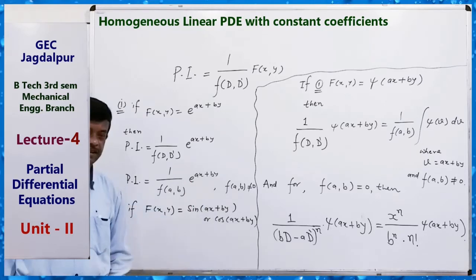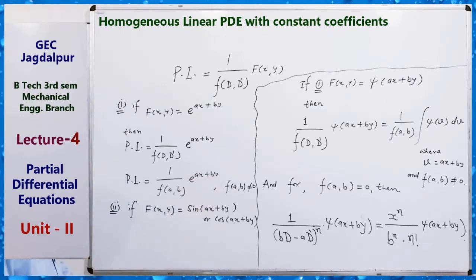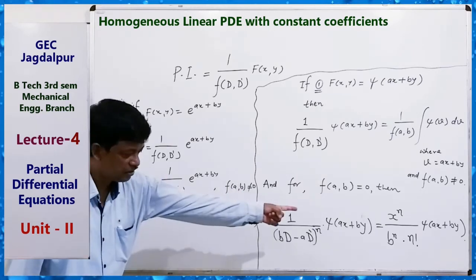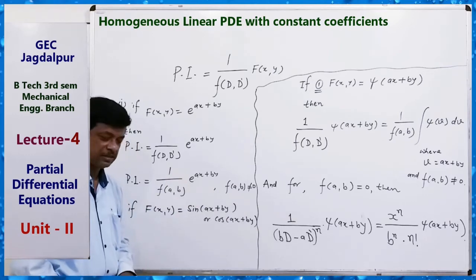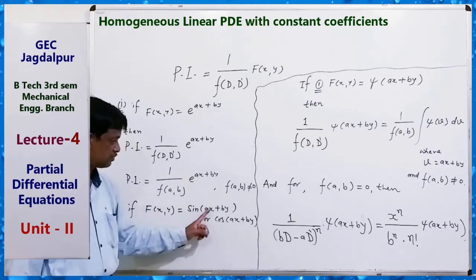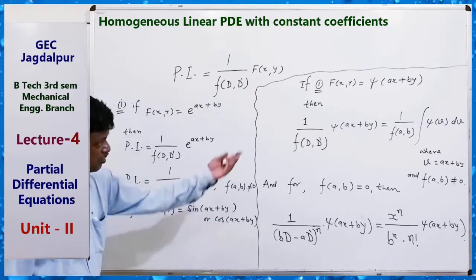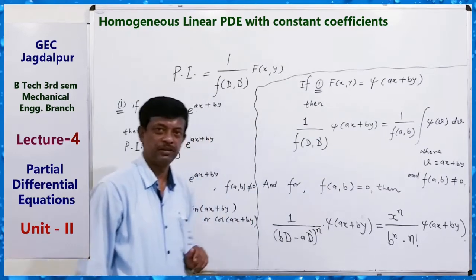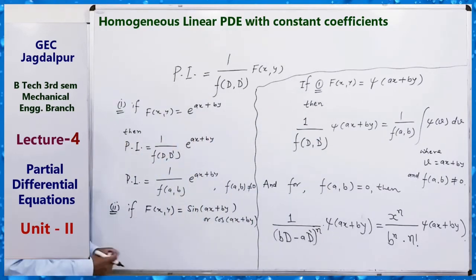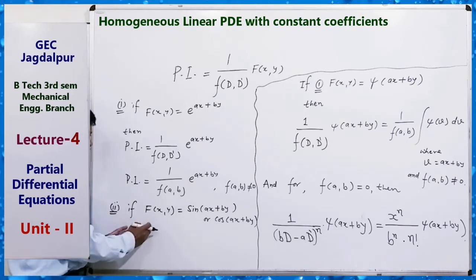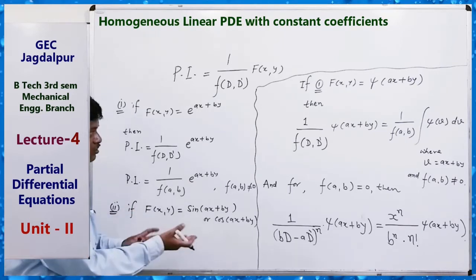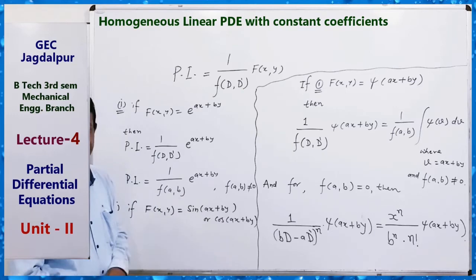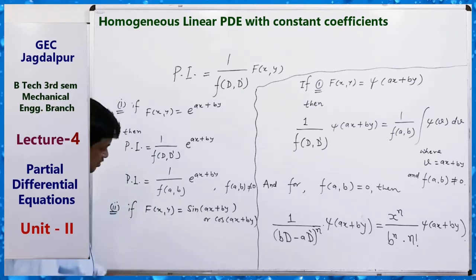If ab equals 0, you have to apply this. If ab is not equal to 0, then this. For sin(ax plus by) and cos(ax plus by), you can use this formula, both. Use this formula for finding the value. That means taking the factor, and if it is not 0, then it equals 1 upon f(a,b), and integration, this is single. We can use this. Clear?